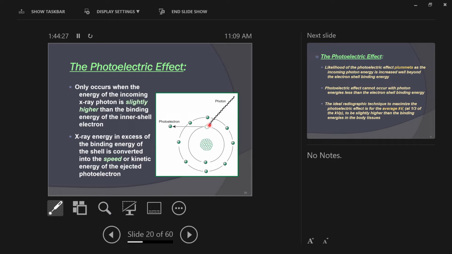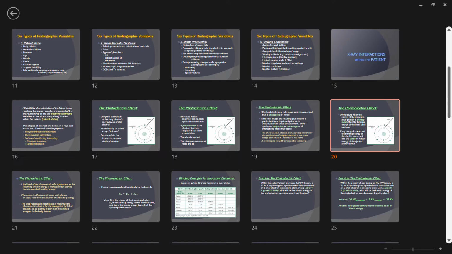Okay, and again, this only happens if the incoming photon has slightly more energy than the binding energy holding the electron in place. Okay, if it has a lot more energy, the interaction is likely to be a different type, which we will talk about in a moment. Okay. There it goes.